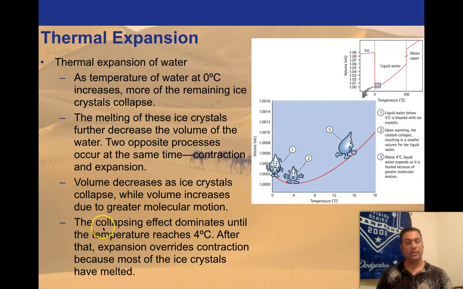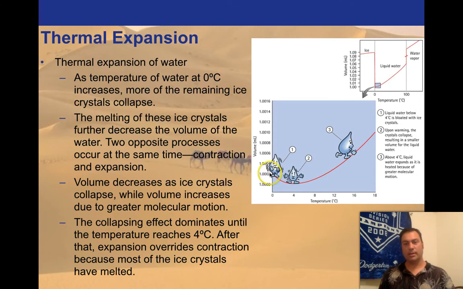So the collapsing effect dominates until the temperature reaches 4 degrees. After that, expansion overrides contraction because most of the ice crystals have melted. So you actually do have residual crystals in some form. They're not very good forms from 0 to 4 degrees Celsius. It's still water, but you still have somewhat of a slushy kind of bond structure that's working in that water that tends to give it this density curve with respect to temperature.